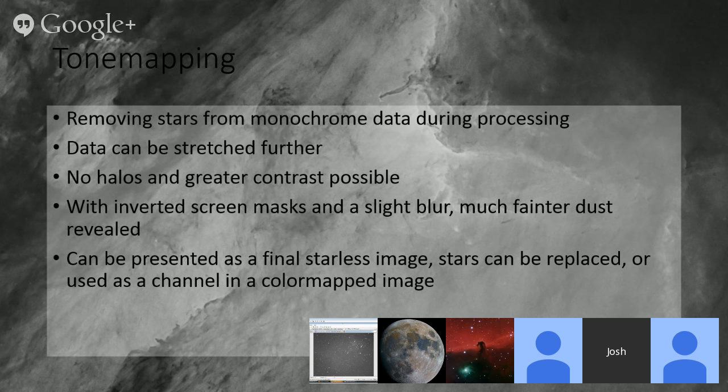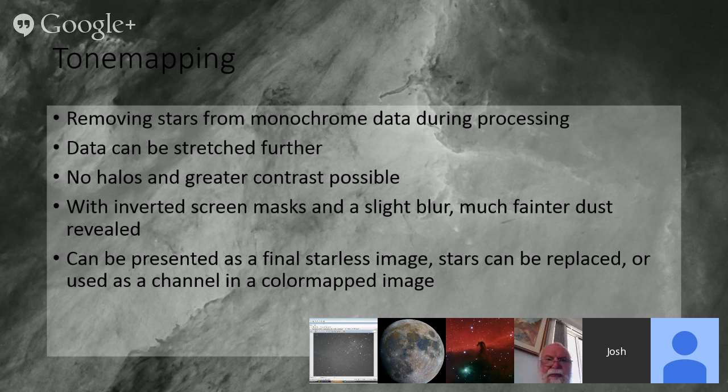JP Mesvino has a website, Astrodon and RGB, where he's put up quite a few tutorials on tone mapping. And I believe he now has some actions for Photoshop that will create separate star layers or remove the stars for you if you don't want to go through and do that yourself. But I've found it to just be absolutely invaluable in processing my narrowband data.